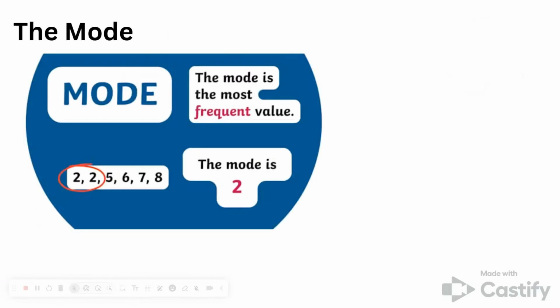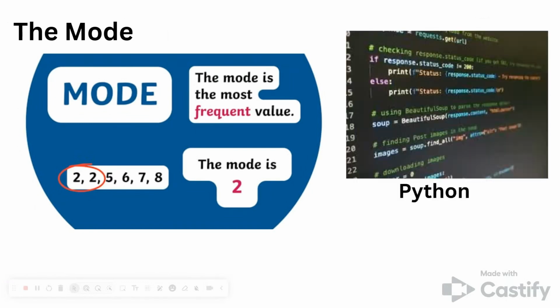Mode. The mode is the value that appears most often. It shows what is most common in a dataset. The mode is very useful for choices and preferences. For example, if most students choose Python as their coding language, then Python is the mode. Teachers often use the mode to understand student interest.